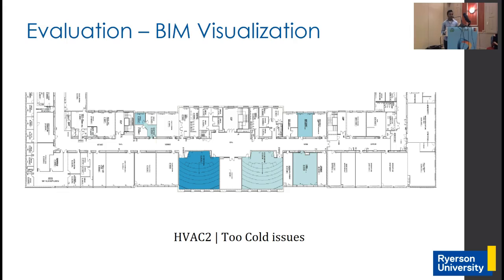And now for the BIM visualization. So here we have a heat map, or I should say a magnitude map, of two cold issues occurring along a floor plan. So we can see here that all of our maintenance requests are clustered along the center of this floor plan and not really on the outside. So we can assume that we have an HVAC issue occurring in that localized area.